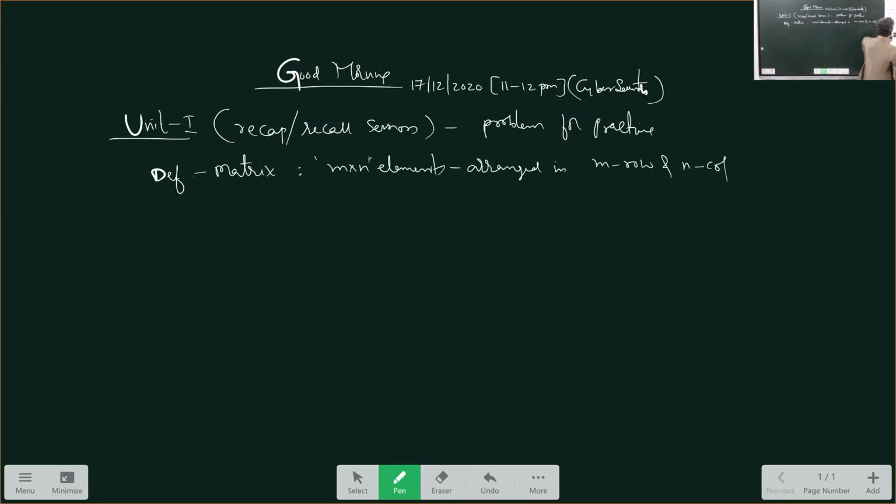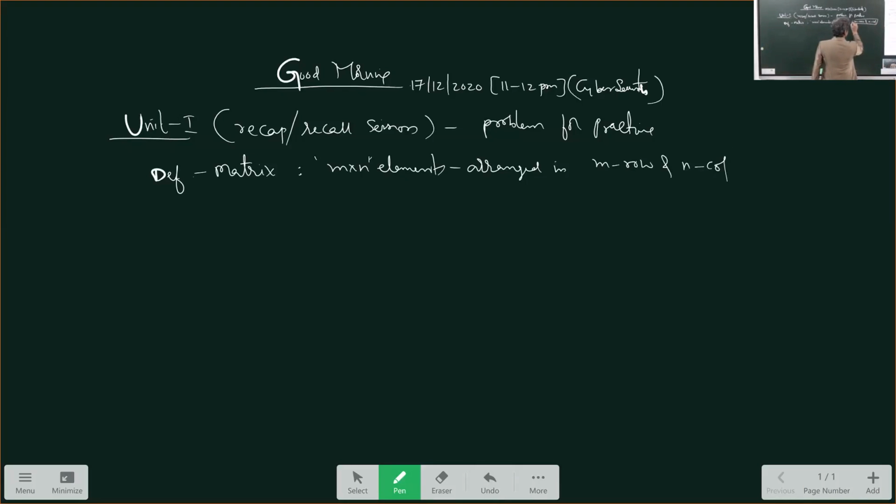For your mid examination, unit 1 and unit 2 are the complete syllabus. Now today is Thursday, tomorrow is Friday, and Saturday is also a working day. We'll be following, I think, a Monday timetable. We still have a couple of days left to finish the rest of the syllabus of unit 2. So, m rows and n columns.